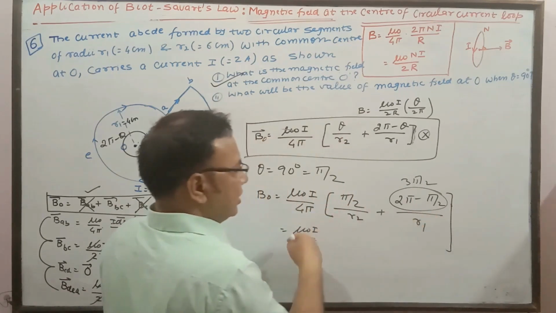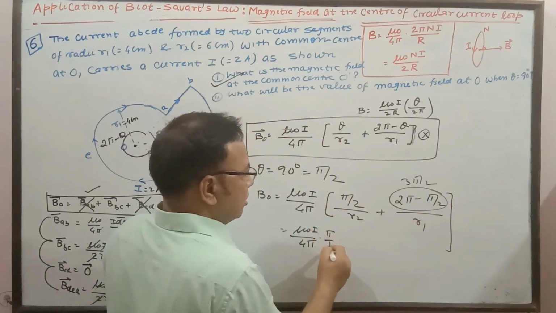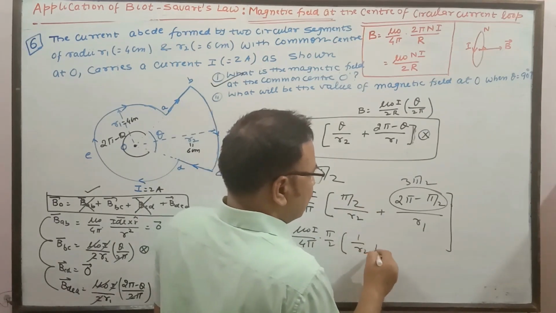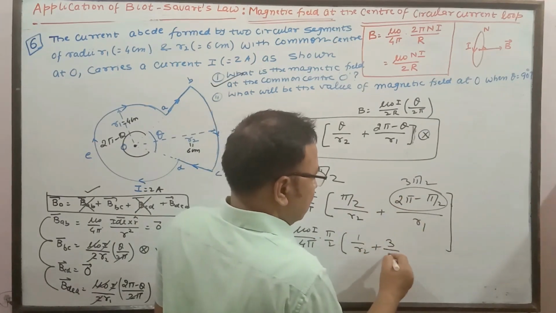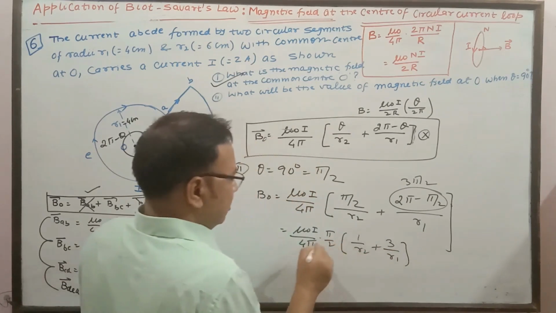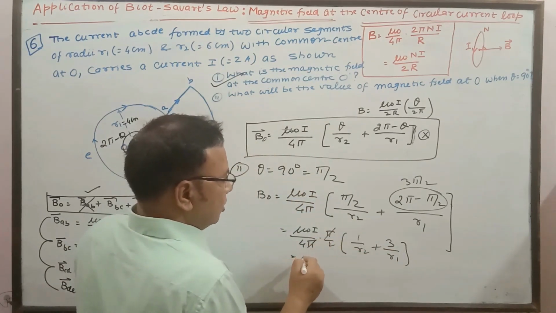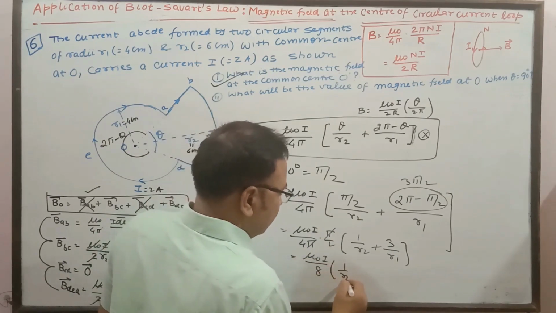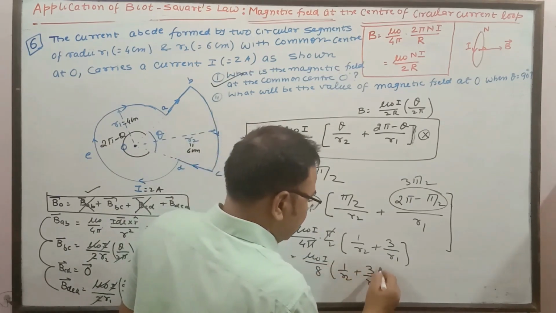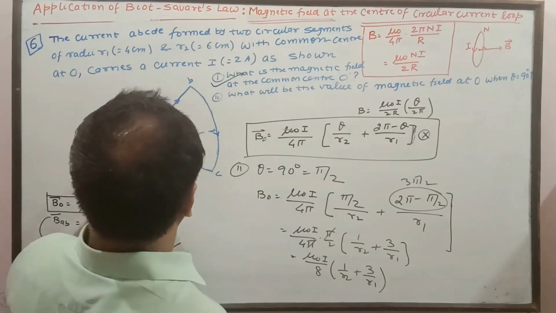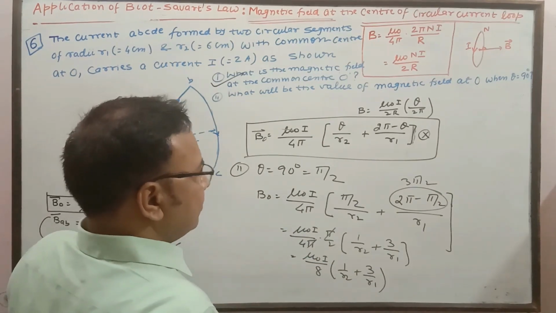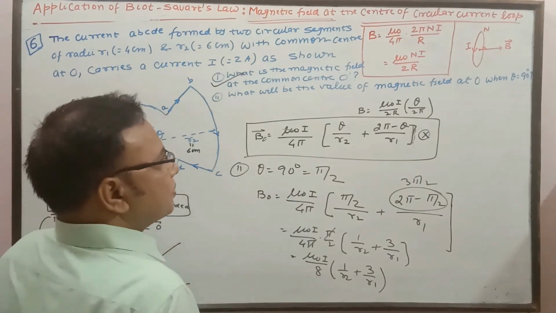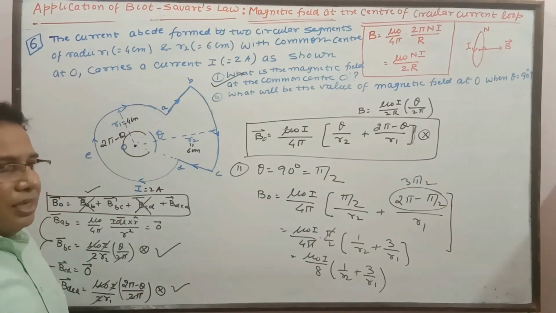So from here we are going to get pi by 2 common. So this is what we are left with: 1 by R2 plus here 3 by R1. Now this pi cancelled out. So this is mu naught I divided by 8, 1 by R2 plus 3 by R1. Now it is easy going. At the place of R2 you just put 6 centimeter. At the place of R1 you put 4 centimeter. So on substitution you are going to get the answer.